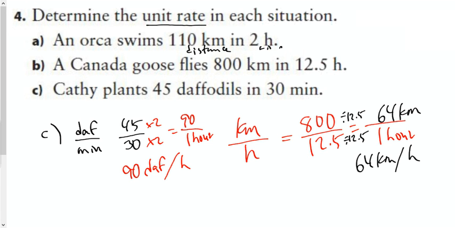And that makes a little bit more sense because if you were comparing it, the decimals kind of muddle a little bit the efficiency of this particular person who plants daffodils for a living. And 90 daffodils per hour sounds pretty good, actually. She's a good daffodil planter.